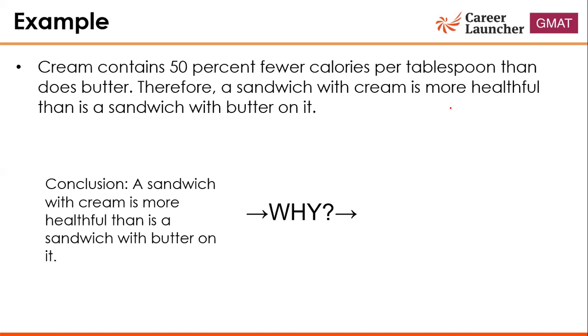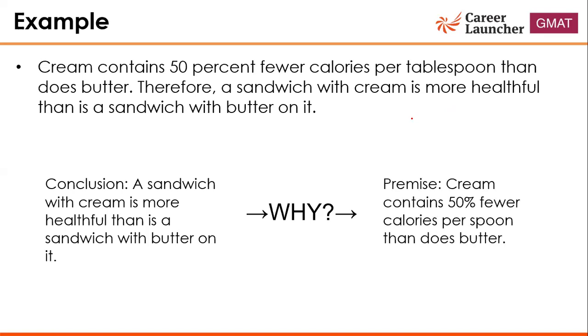And the moment you ask yourself, why is that the case? I think there is a clear response to that. Why are we saying so? Simply for the fact that cream contains 50% fewer calories. So there is a response to why also. So we understand why we are saying so. A sandwich with cream is more helpful than a sandwich with butter on it. And why? Because cream contains 50% fewer calories per spoon than butter. So that is what the argument is all about, right? And that is how you can actually break the argument into its components.